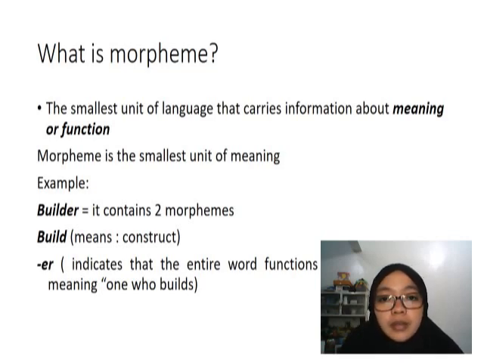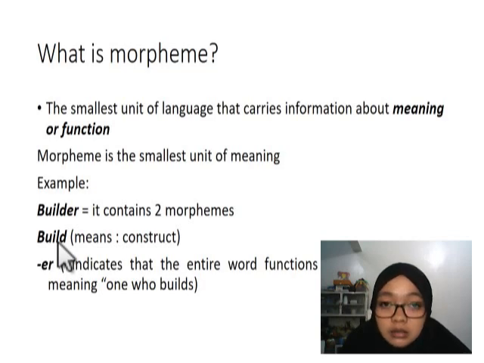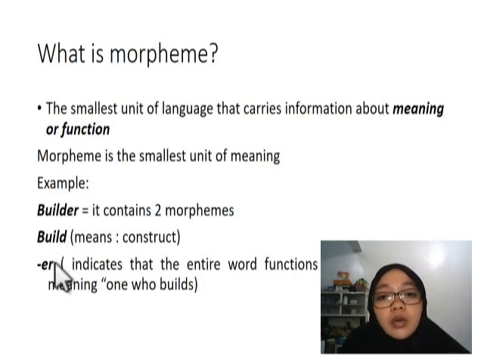So a morpheme is the smallest unit of meaning, the smallest unit that represents the meaning. For example, here builder. I have the word builder. It contains two morphemes. What are they? The first is build. The second one is the affix er. Build here has the meaning to construct. Okay, the lexical category of build here is verb. Okay, what about er?